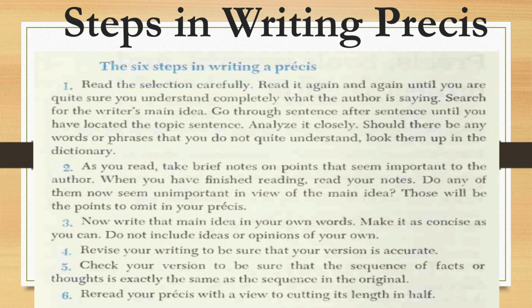Here are 6 steps in writing a Précis. Number 1. Read the selection carefully. Read it again and again until you are quite sure you understand completely what the author is saying. Search for the writer's main idea. Go through sentence after sentence until you have located the topic sentence. Analyze it closely. Should there be any words or phrases that you do not quite understand, look them up in the dictionary.